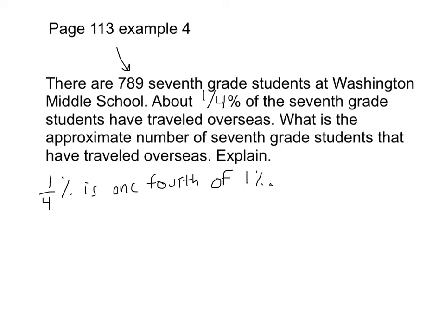Probably 0%. And if we have 0% of anything, we know our answer is going to be 0, so we don't want to do that. So we're going to round 789. We're going to round that to 800. Okay, so we have 800 students now.